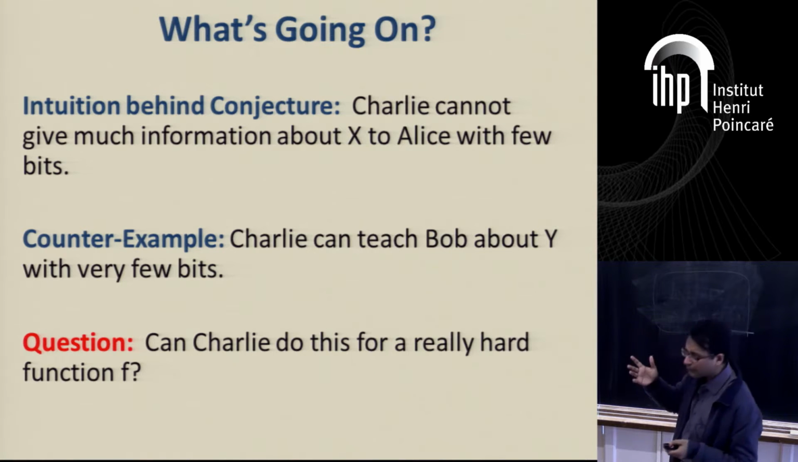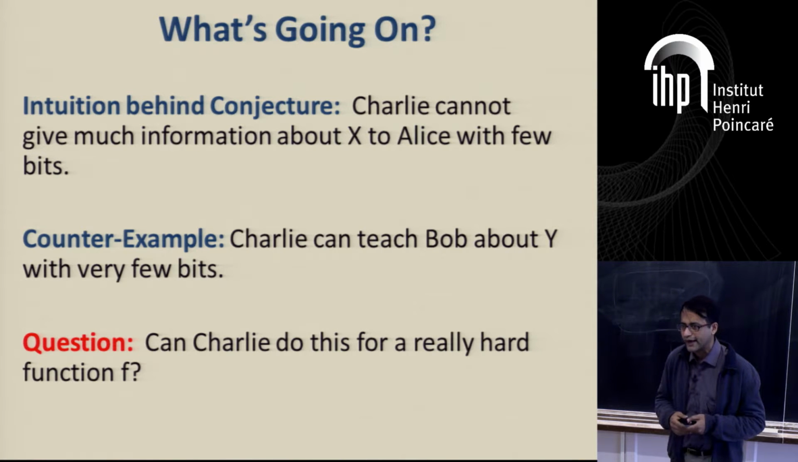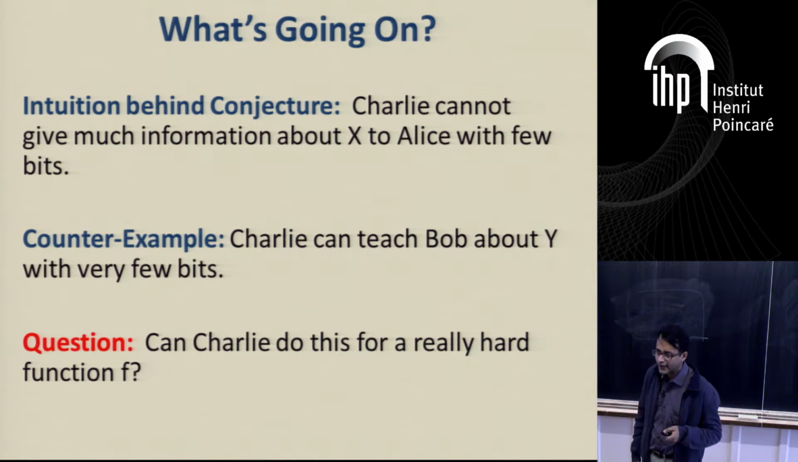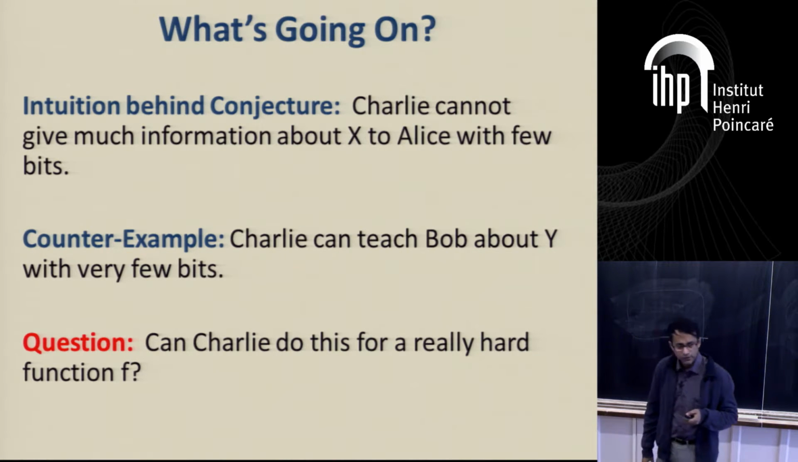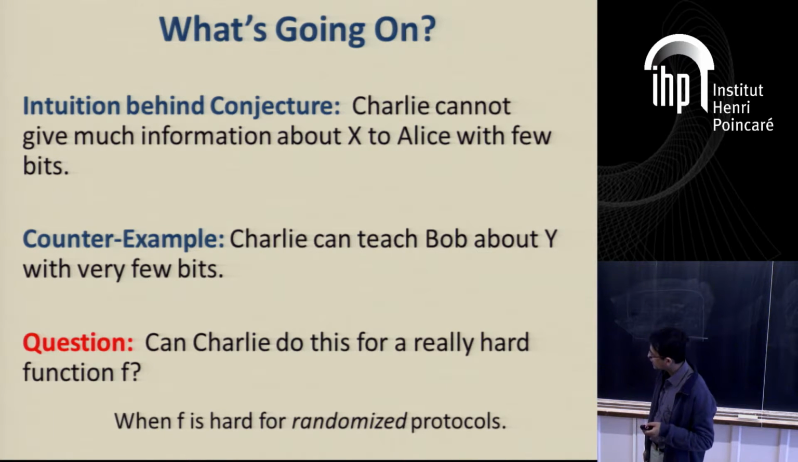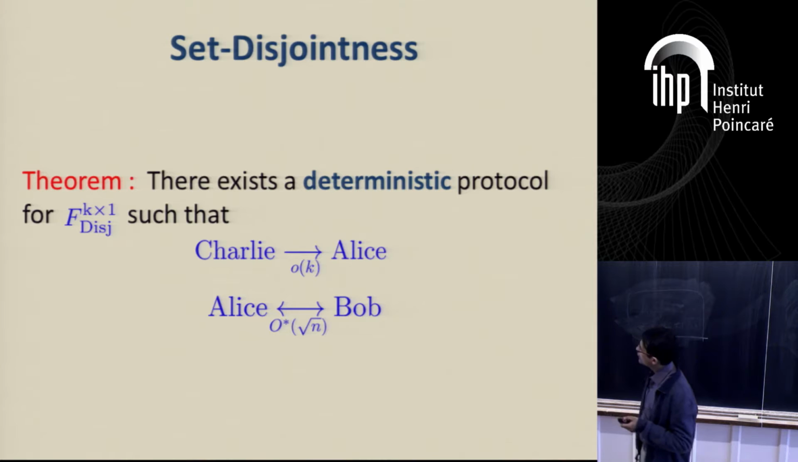So the question is, well, maybe the equality function is anyways not a very hard function, because if you think about the randomized model, equality is a very simple function. With public coin randomness, it can be solved in order 1 bits. With private coin, it can be solved with order log n bits. So it's probably not a very hard function. Anyways, what we need to prove is for the set disjointness problem, which is a much harder problem than equality. It turns out that this idea about Charlie teaching y is very useful.